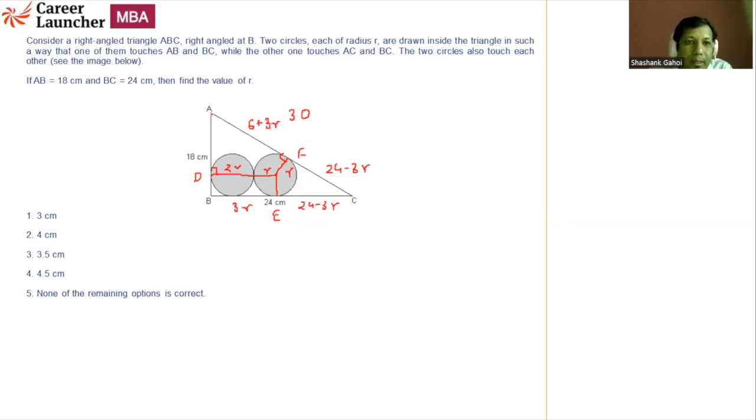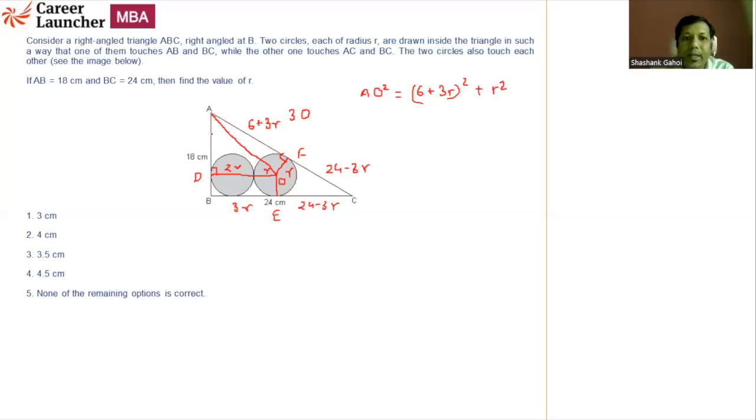Now I'm going to join this to this. Now let's call this O. Triangle AOF is a right angle triangle at F. ADO is also a right angle triangle at D. Now AO is the hypotenuse in both the triangles. So I'm talking about triangle AOF: AO square comes out to be (6 plus 3R) whole square plus R square.